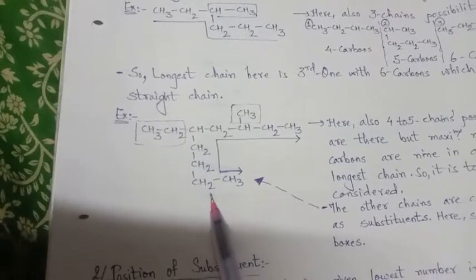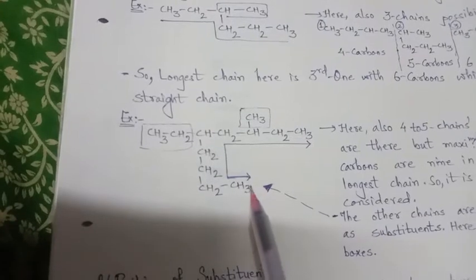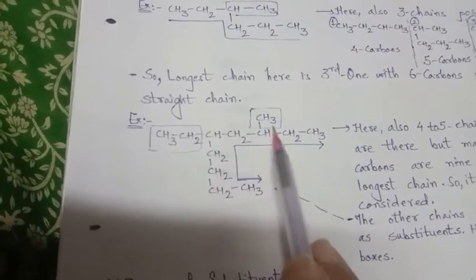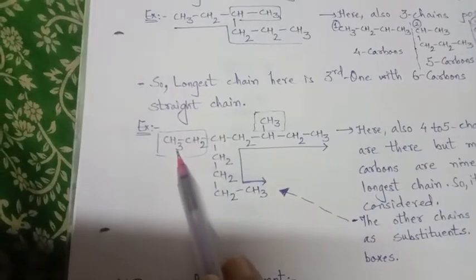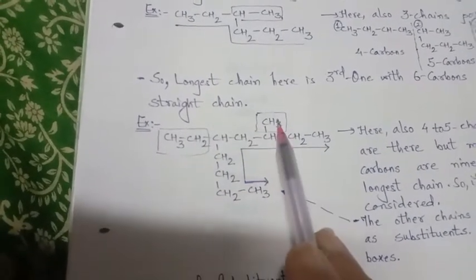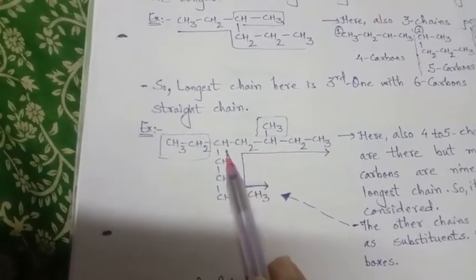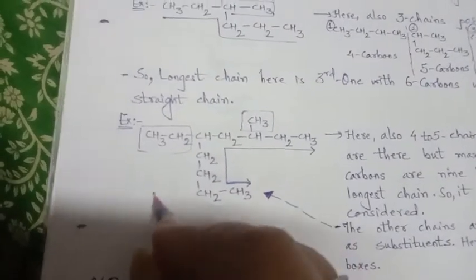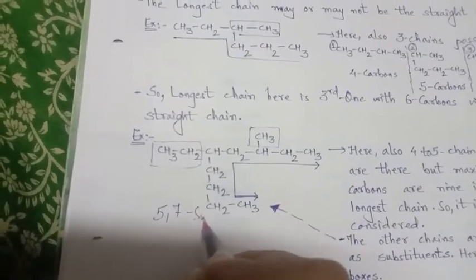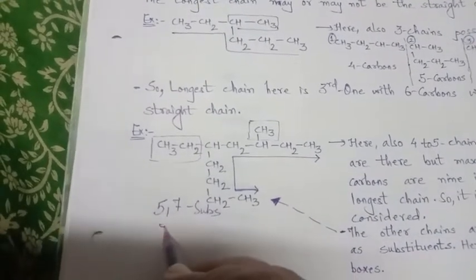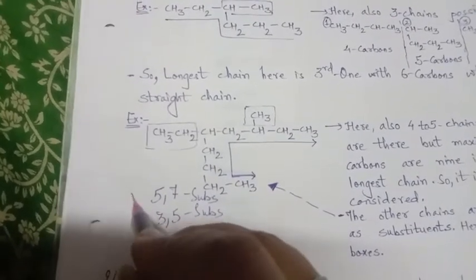I hope you will try this. Or let me help, because two substituents are there. Now from here we will see 1, 2, 3, 4, 5, 6, 7, 8, 9. 1, 2, 3, 4, 5, 6, 7. 5 and 7 are having substituents. Now let us see. 1, 2, 3, 4, 5. So one option we got, that is 5 and 7 substituents, right? And another is 3 and 5 substituents. So we will have to select the lowest one.